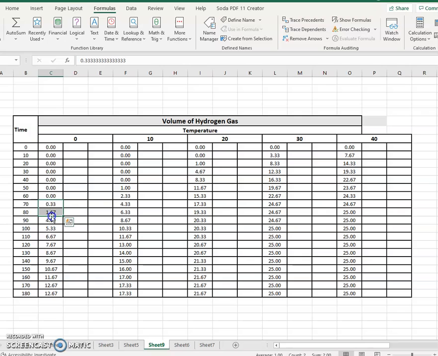Okay, so I need to work out how much hydrogen gas was produced in that 10-second interval, going from 0.33 up to 1.67, and then the next interval going from 1.67 up to 4, how much was produced in that interval, and then from 4 up to 5.33, how much was produced in that interval. And I could just go through and work that out. That would obviously be about 1.3, etc., etc. The easiest way to do that is using the formulas.